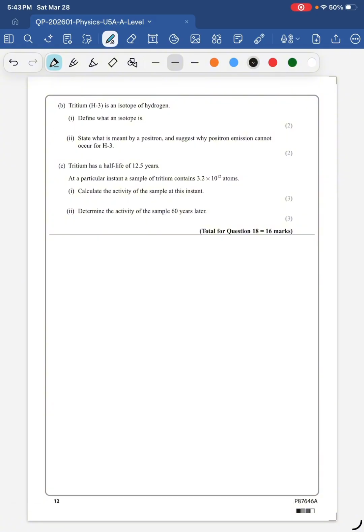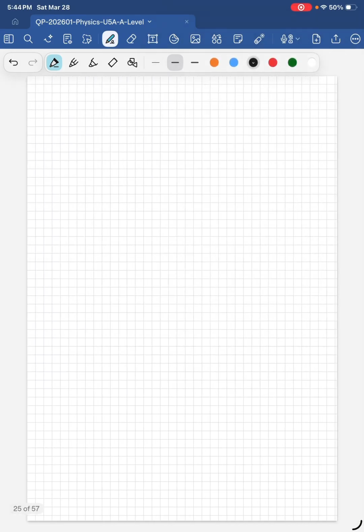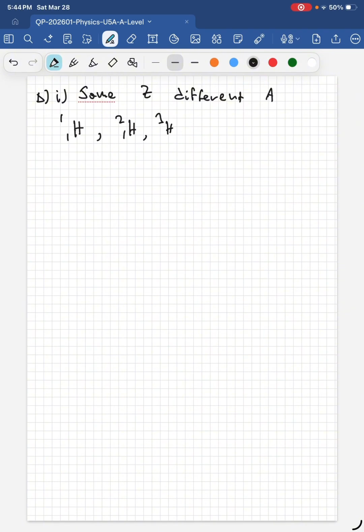Tritium, hydrogen-3, is an isotope of hydrogen. Define what an isotope is. So let's do this here, B i. Same atomic number Z, different mass number A. So examples of isotopes are hydrogen, hydrogen-2, hydrogen-3, and then you can have helium-3, helium-4, helium-6, and so on. So these are isotopes. They have the same atomic number, different mass number.